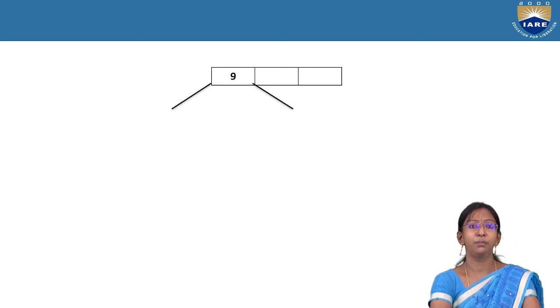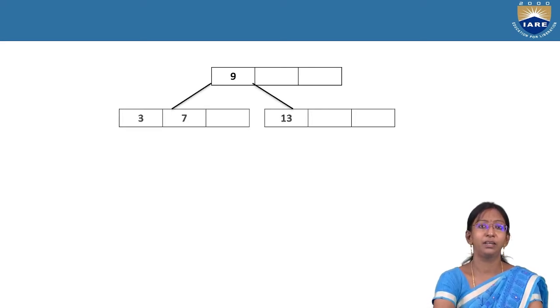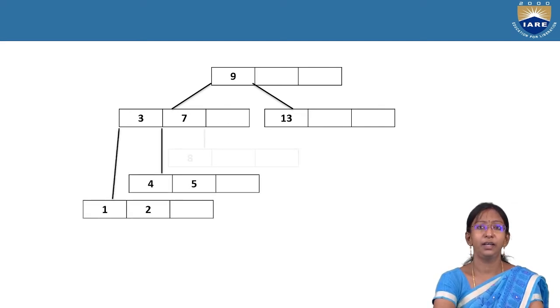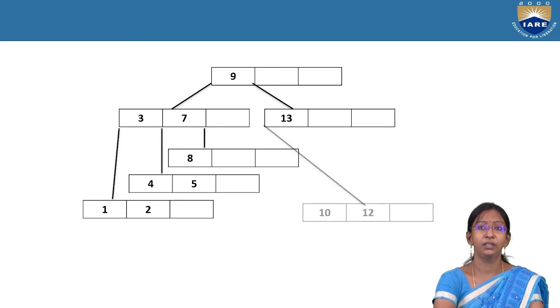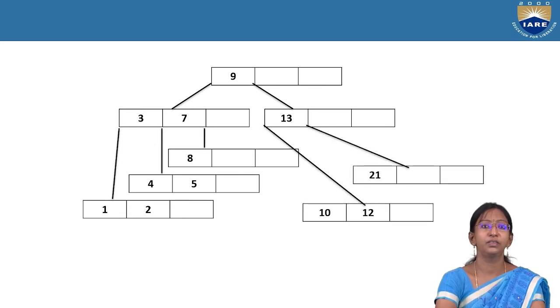So the final picture will be 9's left and right, 3, 7, 13 respectively. Left of 3, right of 3, right of 7, left of 13, right of 13. So this is the final B tree which I have constructed.